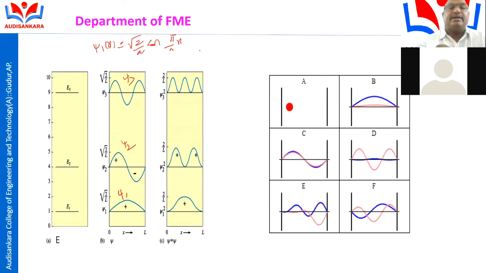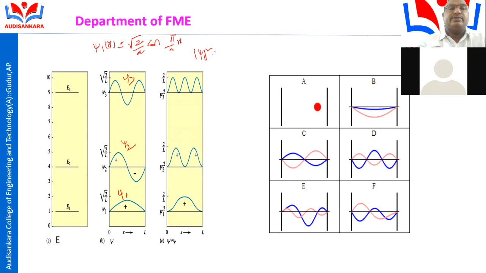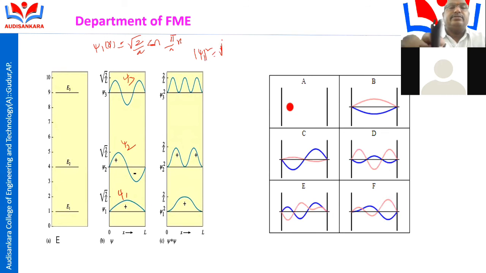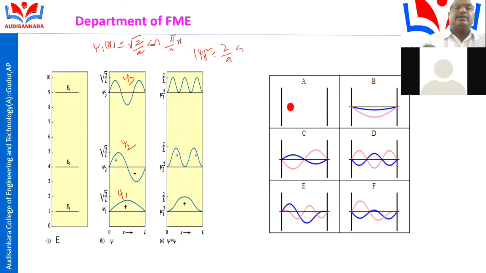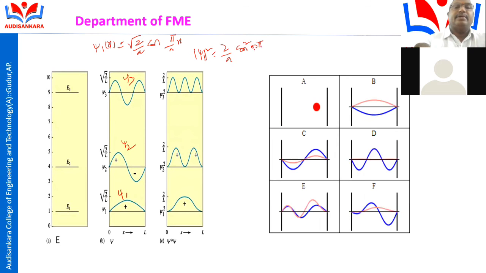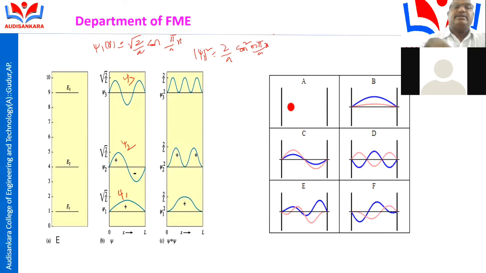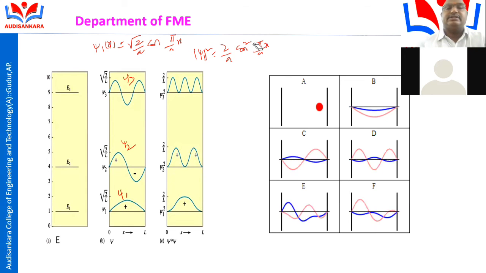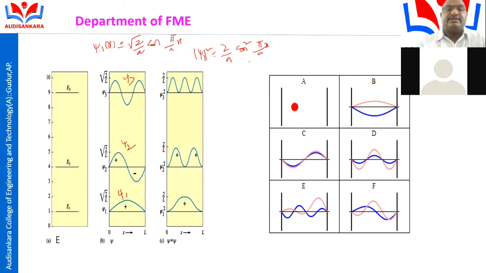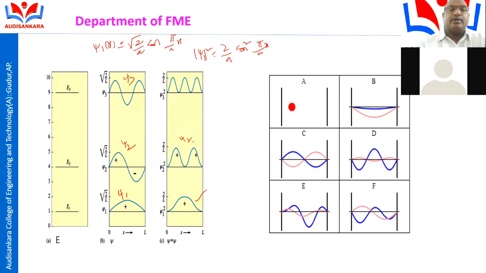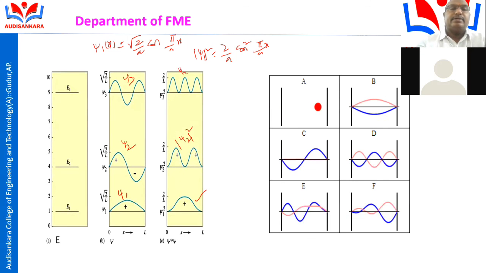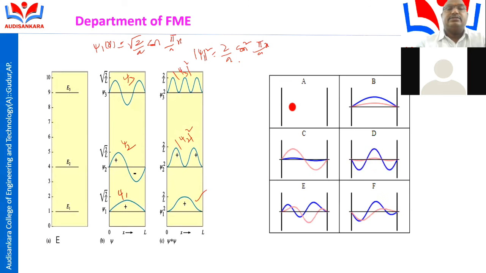But here it is a modulus. Mod psi 1 square is equal to root value and square cancel, 2 by a sin square n pi by a into x. In the place of n, substitute the value. So 2 pi is called the 180 degrees, and the second one is 2 pi, mod psi 2 square, mod psi 3 square. So all are positive. Why? Because it is a modulus value.